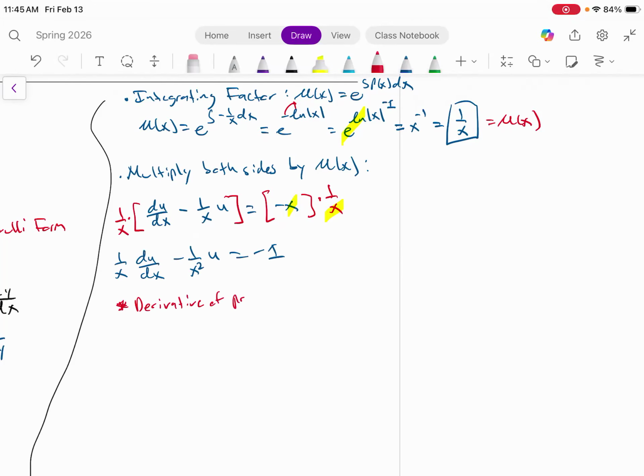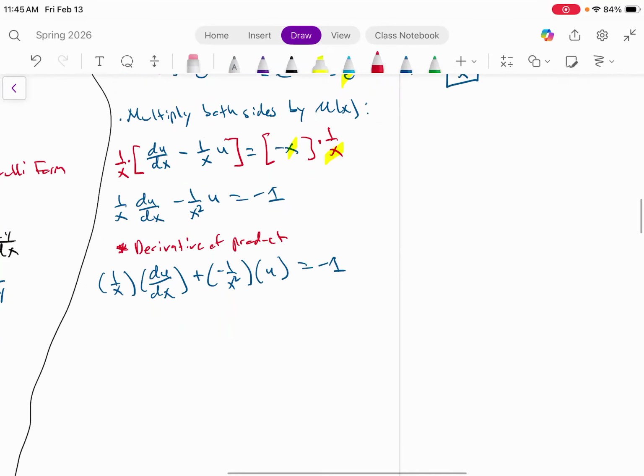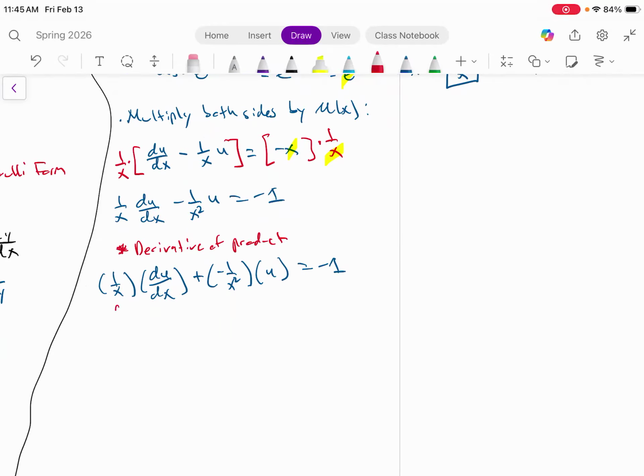Derivative of product. So let's look at it like this. If I have 1 over x du over dx plus -1 over x squared times u equals -1. Well, this is a derivative of a product with the product rule. So this would be f. This would be g prime. This would be f prime. This would be g. And so this is a derivative of a product.